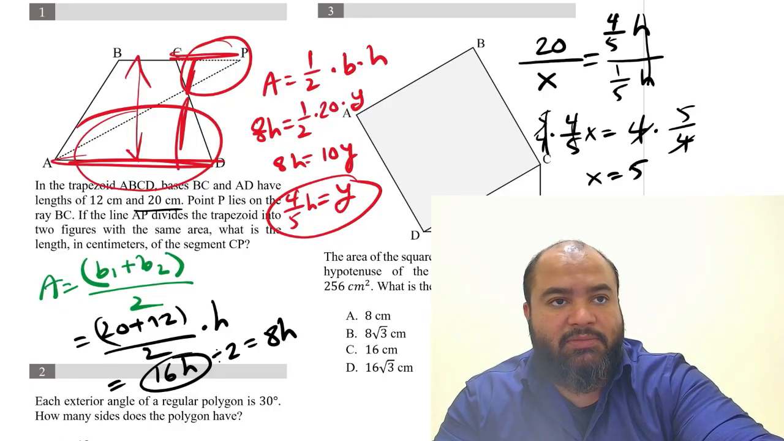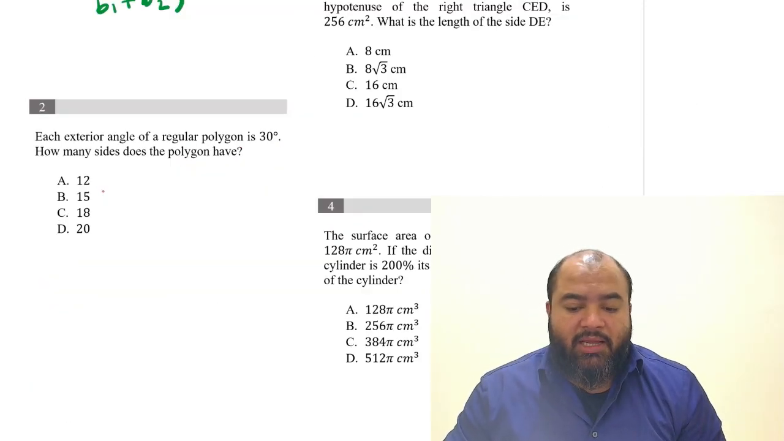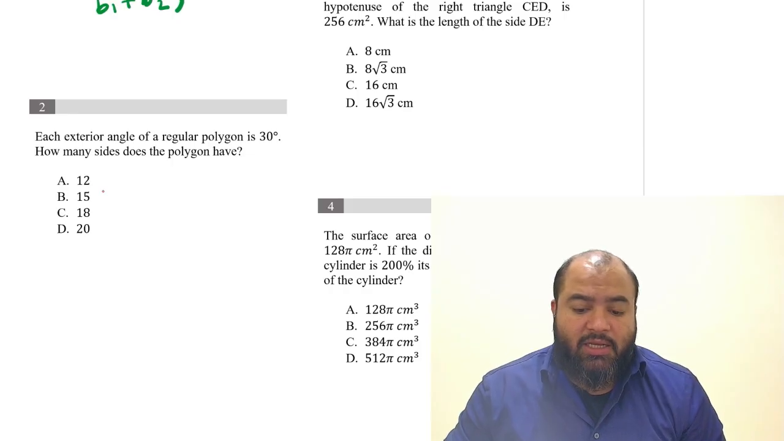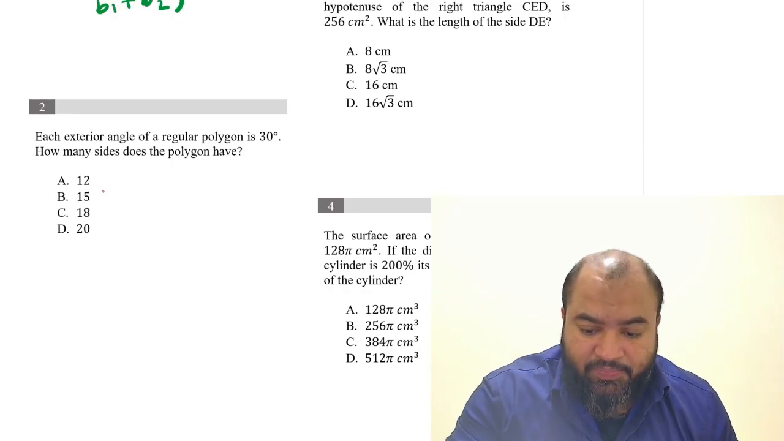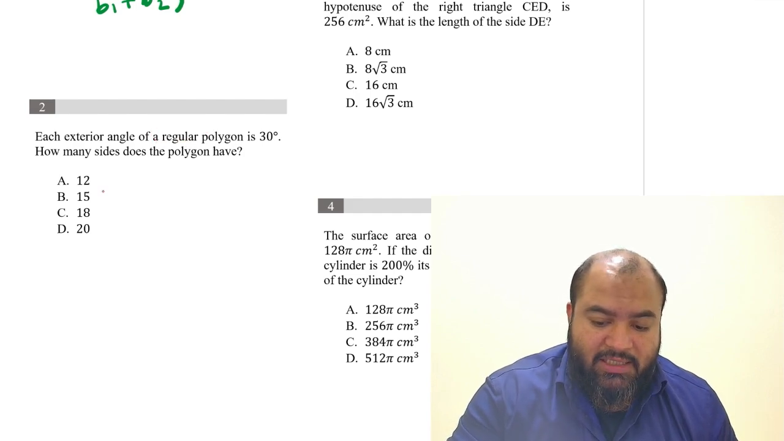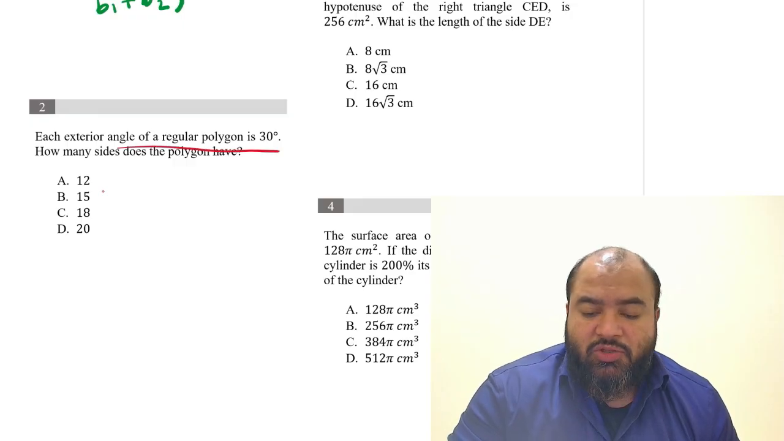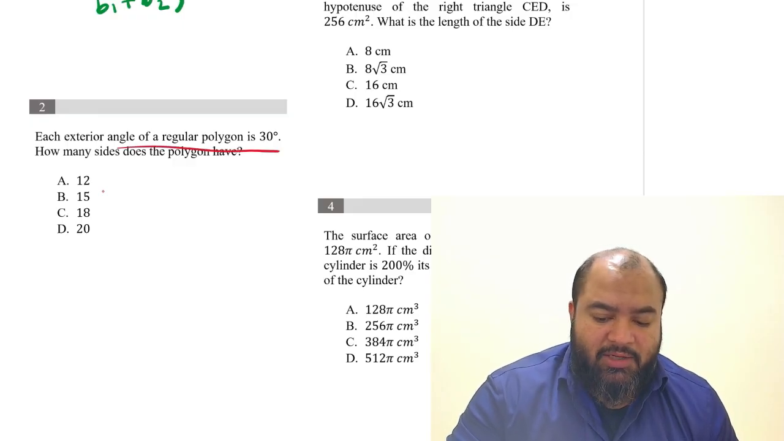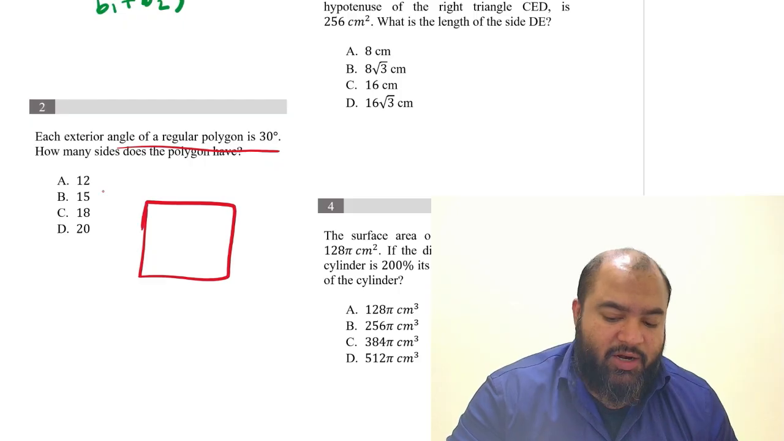Do more practice. Number 2: each exterior angle of a regular polygon is 30. How many sides does the polygon have? Oh, sorry, it's a regular polygon. So for a regular polygon, each exterior angle is 30. So any polygon, right? Any polygon you add, I'm just going to put one of them, let's say a square.